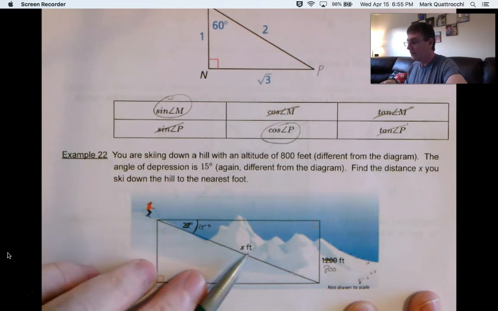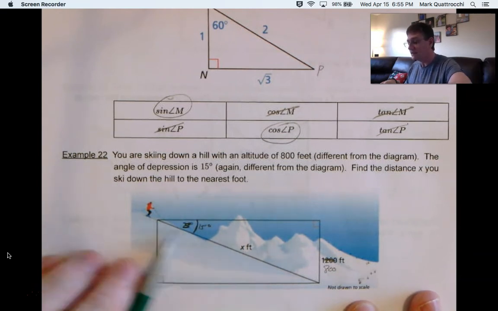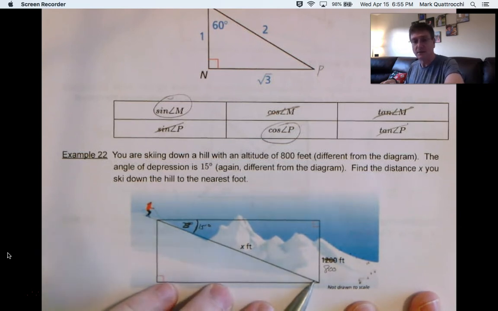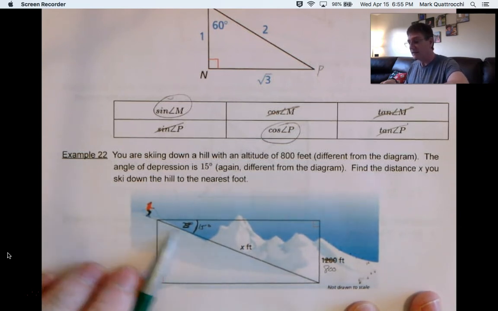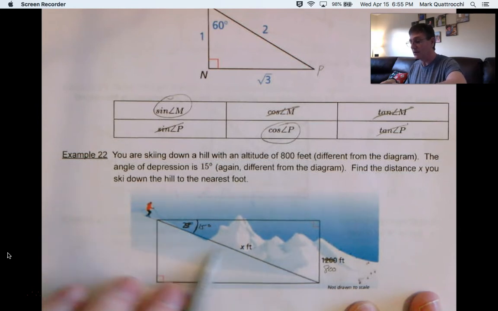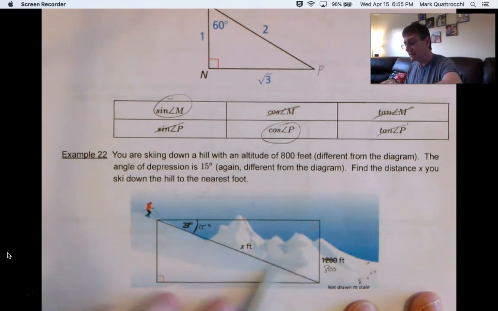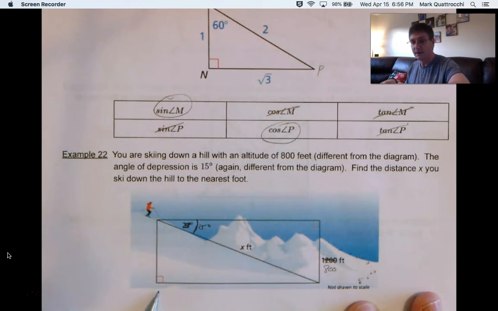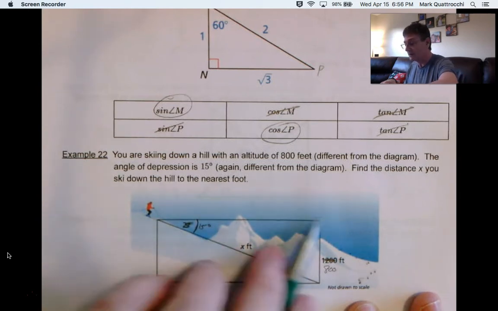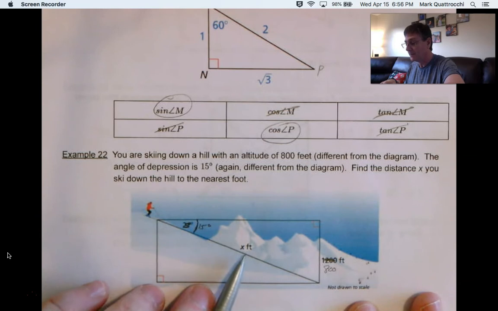Okay? We want to find the distance that you ski down the hill, x. So this is specific that we're skiing down the hill and we're finding the distance that we go down the hill. Sometimes I'm going to say find the diagonal distance, that would be this x. Sometimes I might say find the horizontal distance, that would be this one here, or this one up here, because they're the same, they're making a rectangle here. We're finding this diagonal distance.